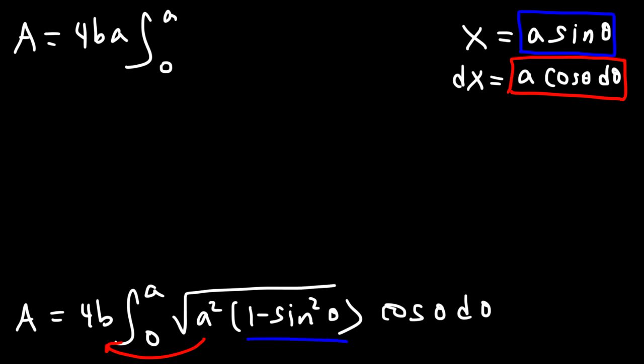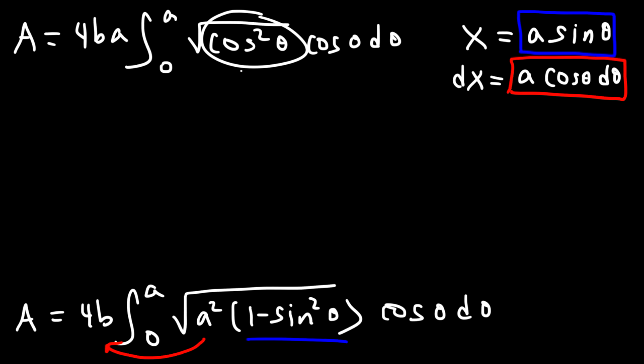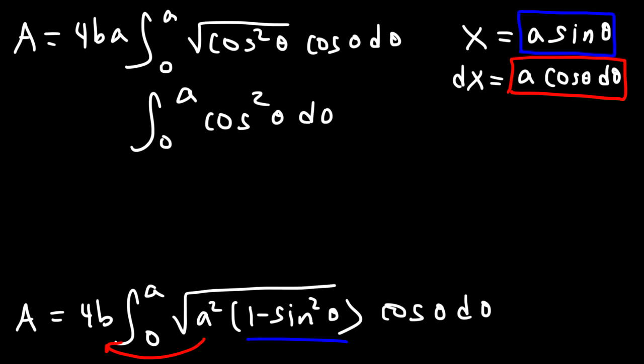And then 1 minus sine squared is cosine squared. So I have the square root of cosine squared times cosine d theta. So the square root of cosine squared is cosine times another cosine. So that becomes just cosine squared theta d theta.